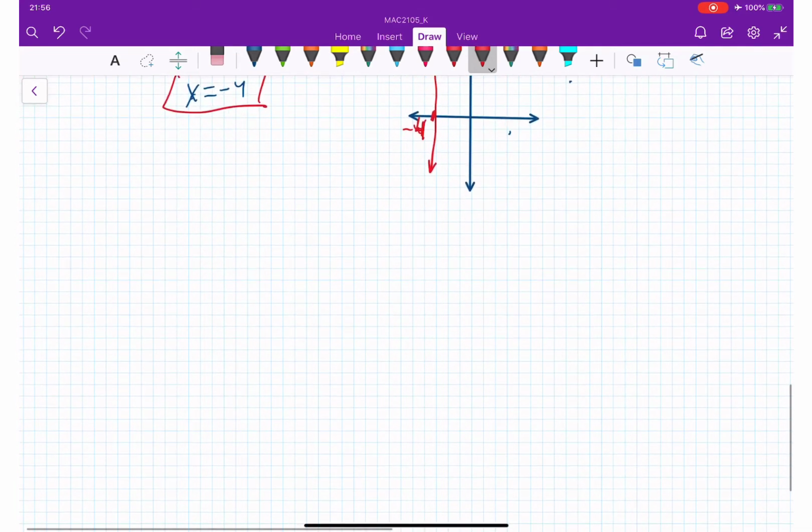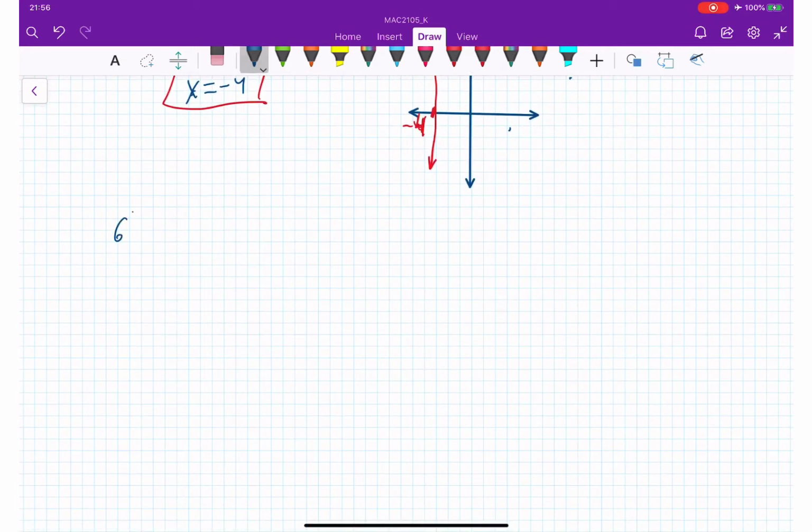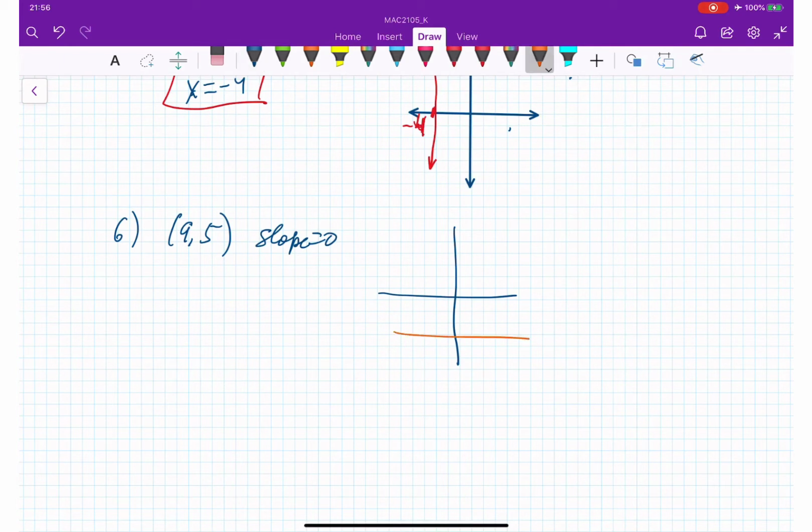Moving to question number 6. Write an equation for the horizontal line that goes through point 9 and 5. And if it's going through horizontal line, that means slope is equal 0. When slope is equal 0, then we have horizontal line. For horizontal line, we're going to need the value of y, correct? Because this is value of y. And this is my y, this is my x. So the equation going to be y is equal 5. And accordingly, the graph is going to be like this, because y is equal 5.